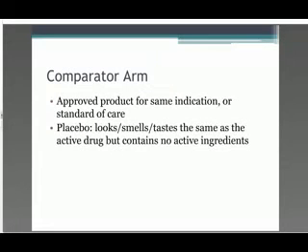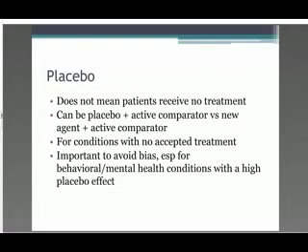The comparator arm can be either an active comparator arm, which would be bullet 1, where an approved product is available for the same indication, or the patient can be treated by standard of care. A treatment arm can also be a placebo, which looks, smells, tastes the same as the active drug but contains no active ingredients. The placebo arm does not mean that patients receive no treatment. It can be the placebo plus the active comparator versus the new agent plus the active comparator.